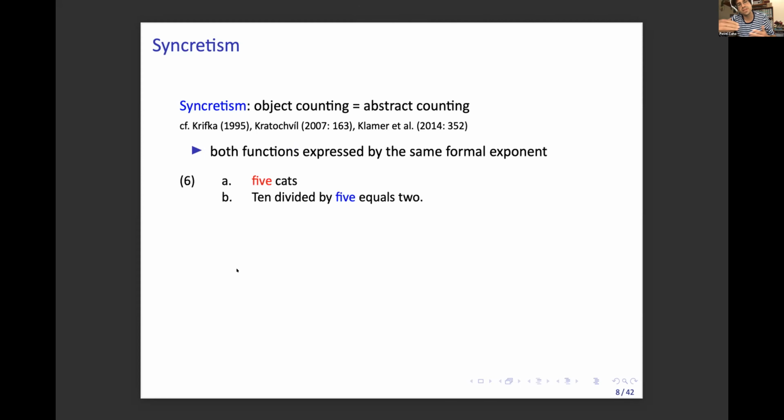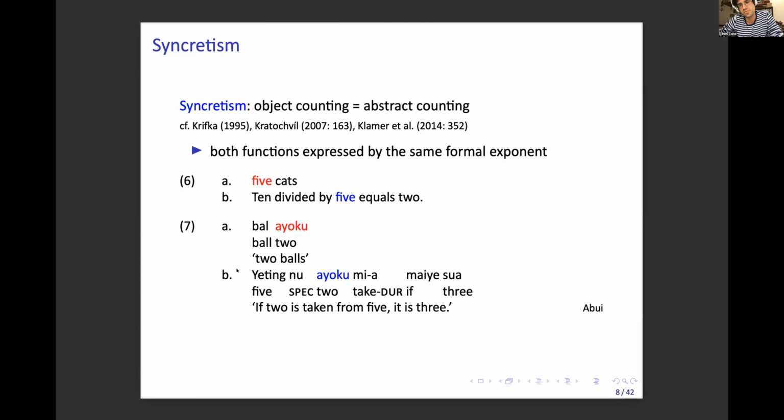syncretism in the simplex scenario, where the abstract counting numeral is simplex, 10 divided by 5 equals 2, and the object counting numeral as in 5 cats is identical. So this is syncretism, and we know that from English. And we show here another example from Abui, which is not Austronesian, but it's kind of an adjacent area. And we couldn't really find good examples in Austronesian. We suspect some, but it's always very difficult to find examples of the abstract counting use in grammars. And so we have no example from Austronesian for this.